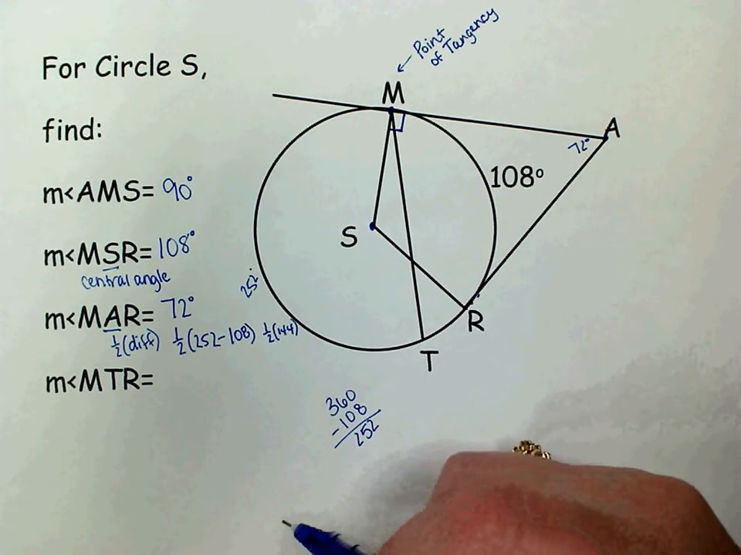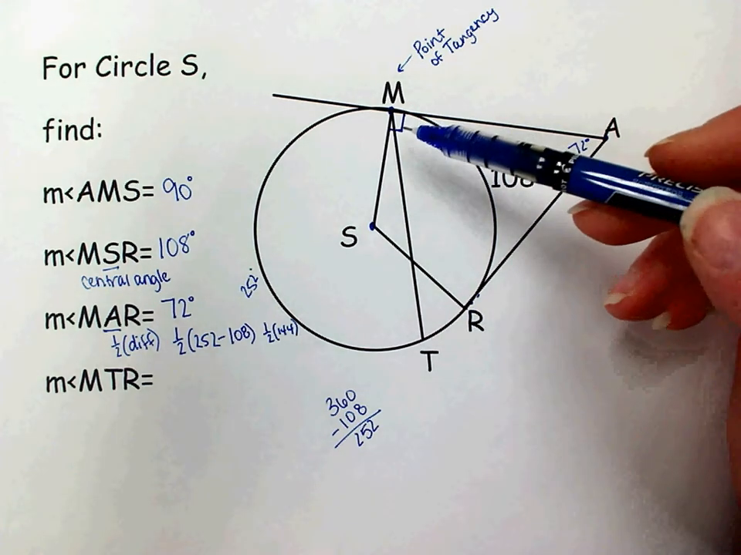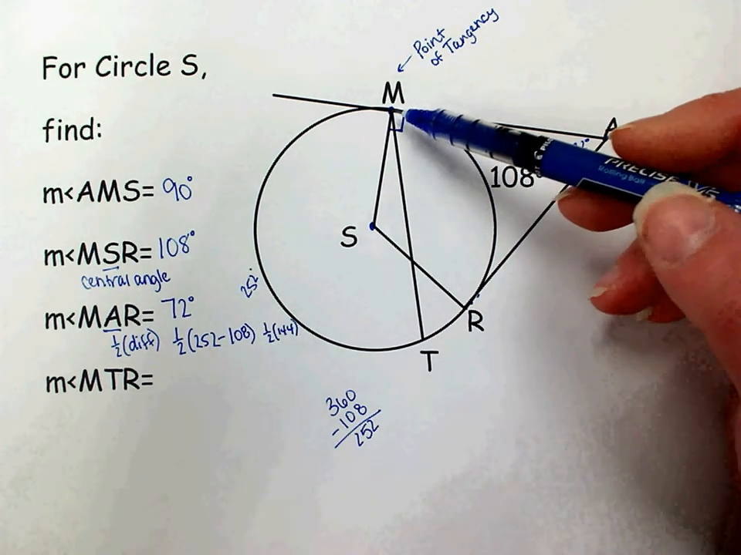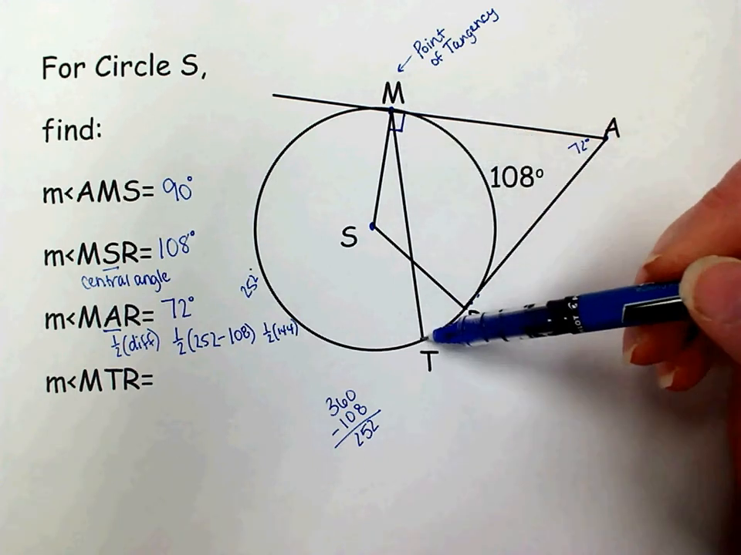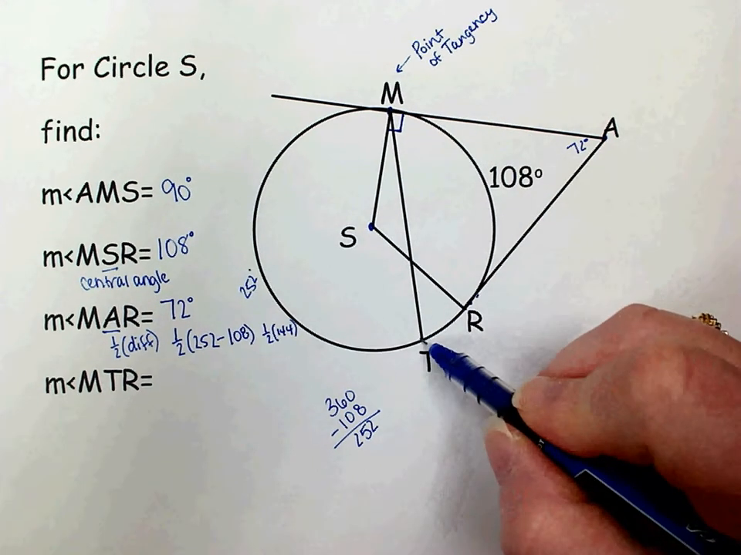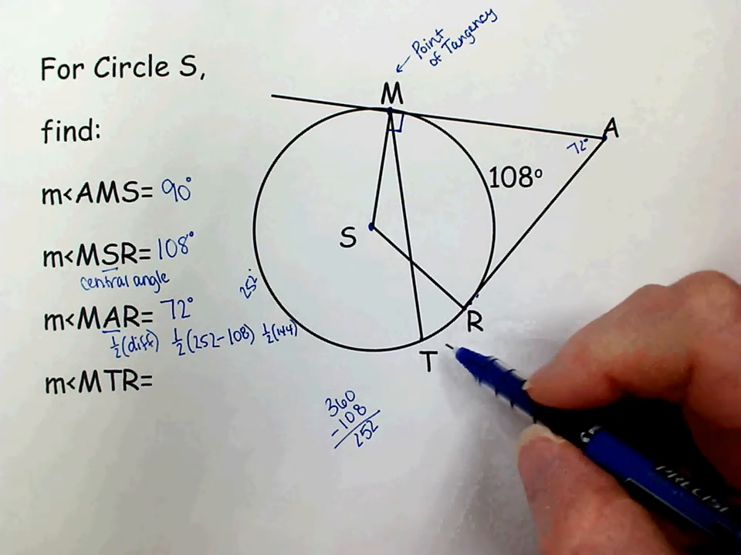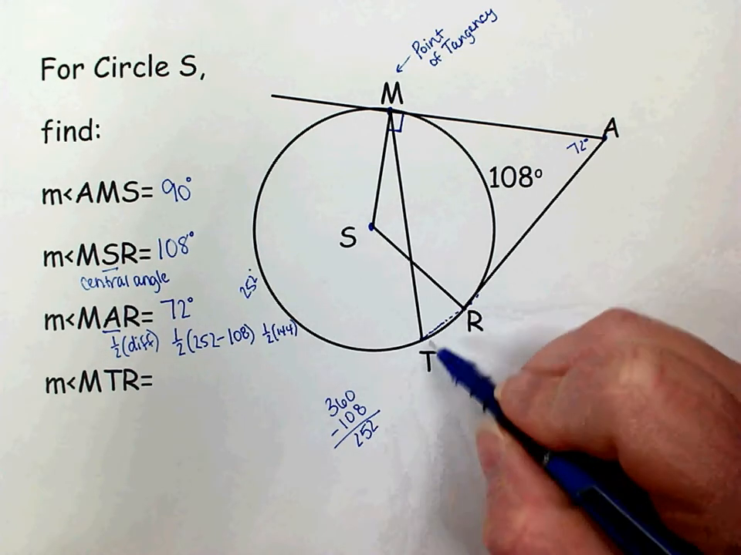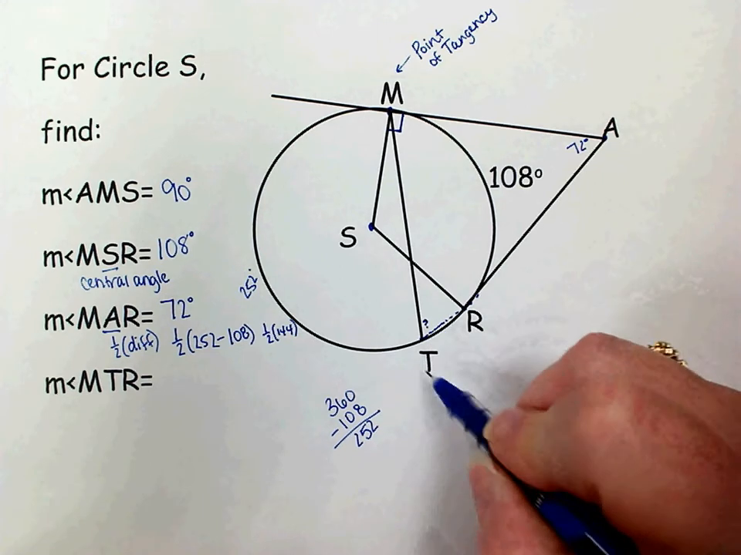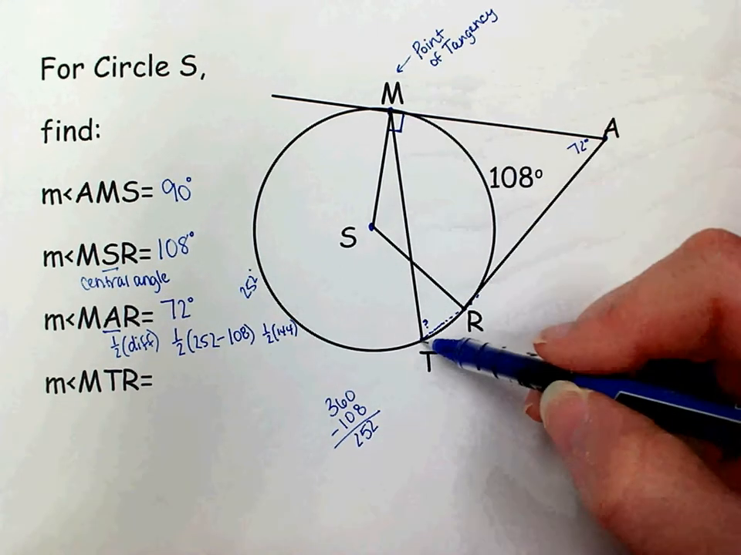The next angle is MTR. I wanted to show you that that angle is not even fully drawn in this figure. MT is here, but we don't even show a segment from T to R. And so you're just going to have to imagine a segment connecting those. So this is the angle that's being asked for, angle MTR.